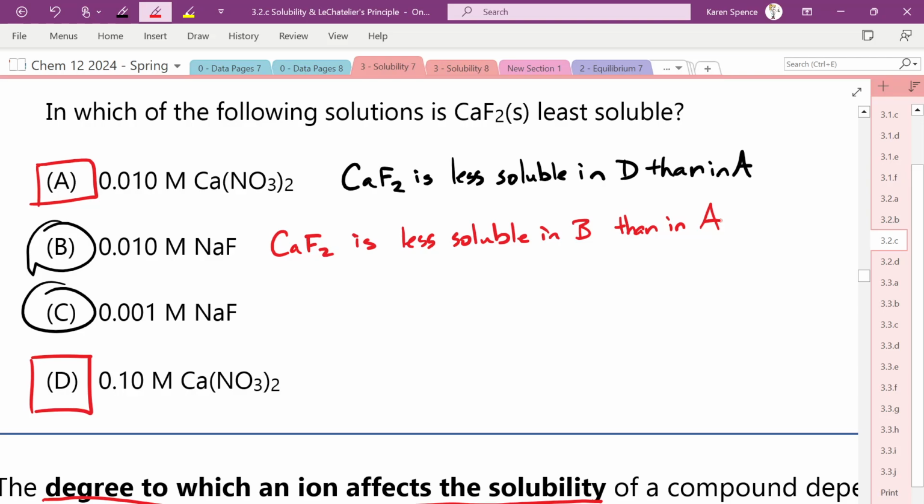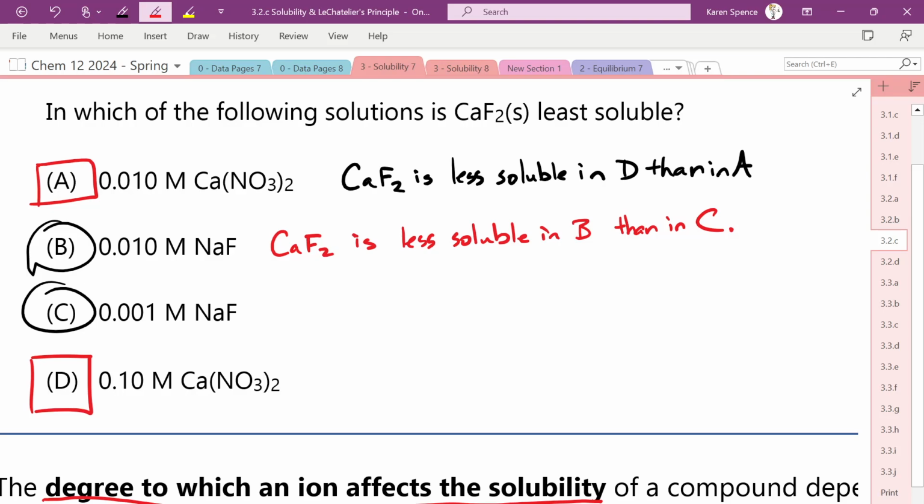Do we want an explanation as to why, or do we just kind of get it? The more you have of one of the ions, the more it's going to shift to the left and the less soluble it will be. Does that make sense? Okay, cool. Now, you'll realize why I screwed up here: CaF2 is not 1 to 1, it is 1 to 2. Oh, B then in C. Thank you. Sorry about that. We were comparing B and C.